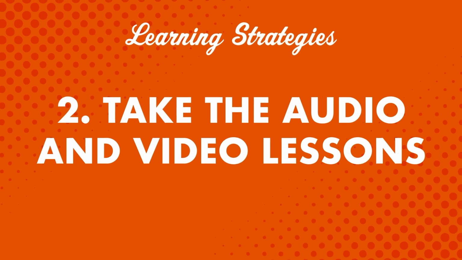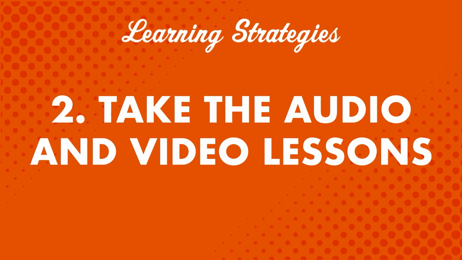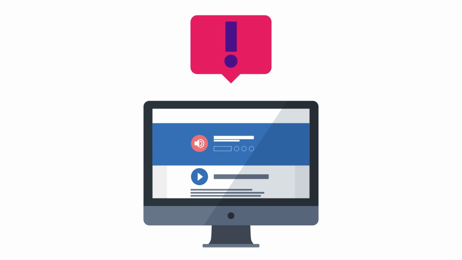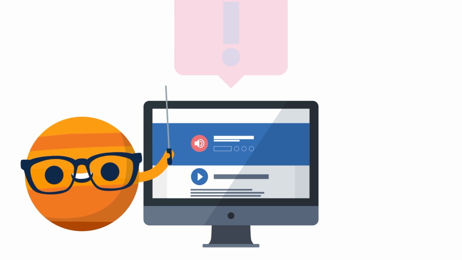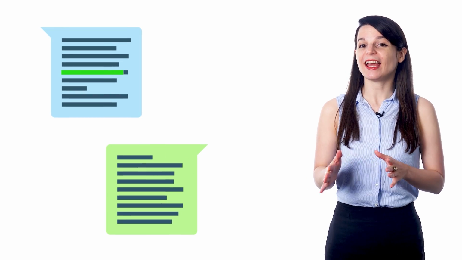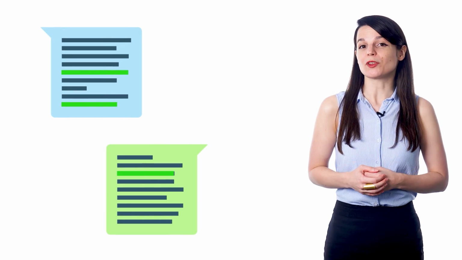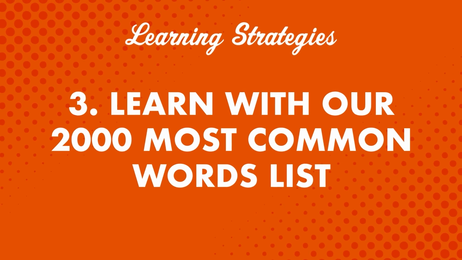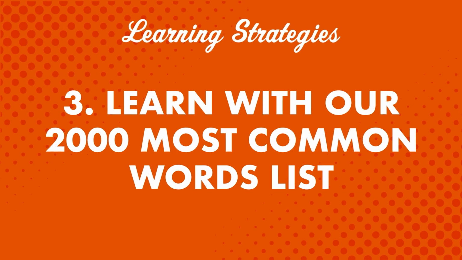Number 2, take the audio and video lessons. One of the best ways to learn new words is by hearing and using them in conversations. This is because it gives you the opportunity to understand how the words are actually used. In every lesson dialogue, you'll likely come across some words you don't know. But don't worry, because our teachers translate everything. When you hear the conversation again at the end of the lesson, you'll be familiar with the words you didn't know at first. Number 3, learn with our 2,000 most common words list.